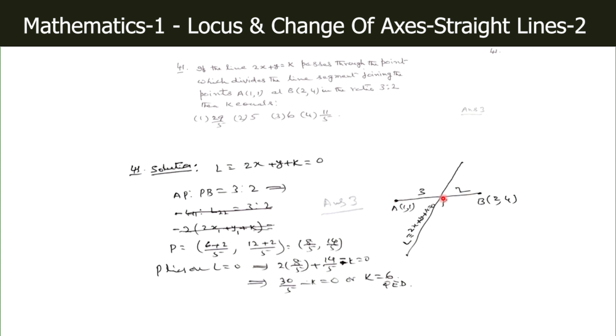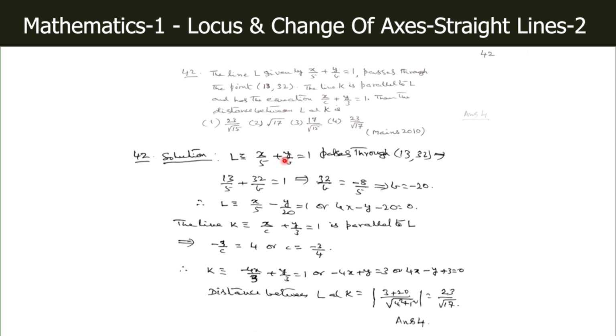So therefore, AP is to PB is equal to 3:2, which implies, as per the section formula, P is equal to (6 plus 2) by 5 and (12 plus 2) by 5, which is 8 by 5 and 14 by 5. So therefore, because P lies on the line 2x plus y minus k equal to 0, that is 2 into 8 by 5 plus 14 by 5 minus k is equal to 0. So therefore, 30 by 5 minus k equal to 0, or k is equal to 6.